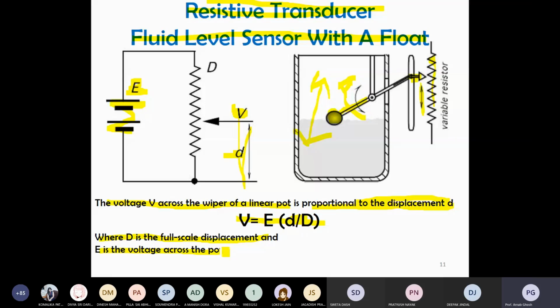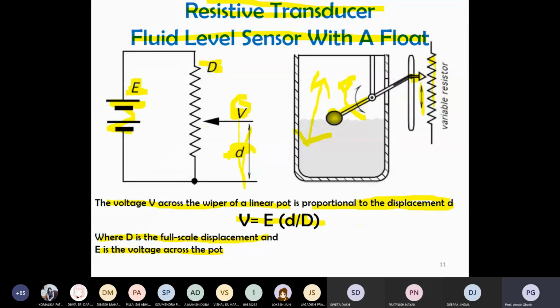Okay, so I think you are able to understand. If the displacement d is changing, that may change the wiper position or the slider position. If the slider position is changed, the output voltage is also changed. Capital D is the total displacement.